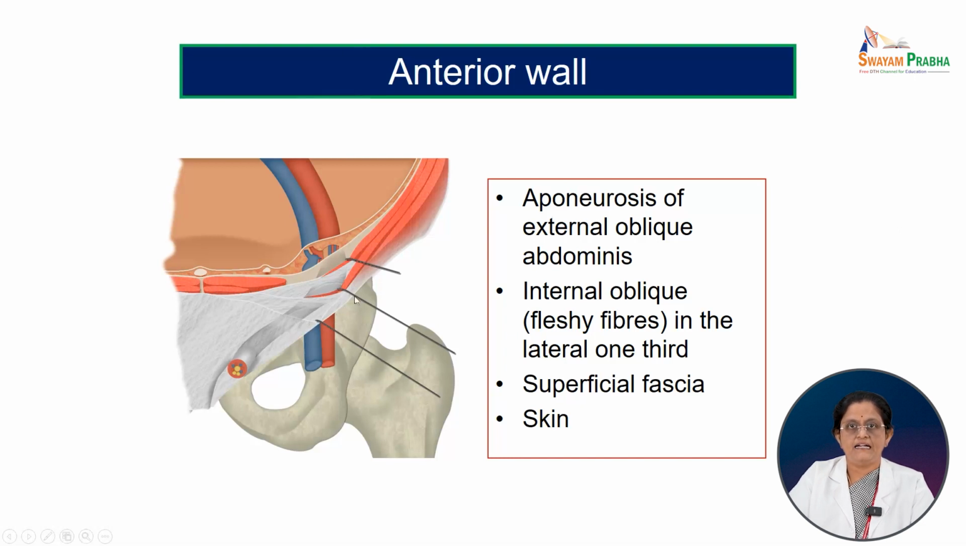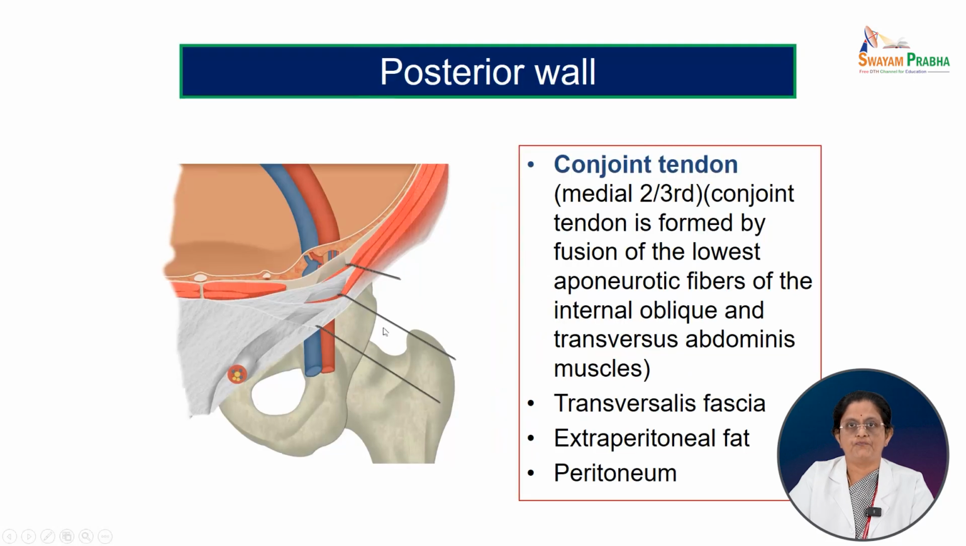Looking at the anterior wall, as you can see from this picture, the skin and superficial fascia are the outermost layer, followed by the aponeurosis of external oblique muscle. In the lateral 1/3, you have the fleshy fibers of internal oblique. So, the anterior wall is formed by skin, superficial fascia, external oblique aponeurosis and then, in the lateral 1/3, by the fleshy fibers of internal oblique.